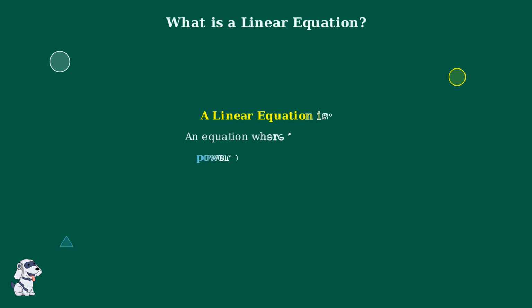Now let's get started with linear equations. A linear equation is a fundamental concept in algebra. Let's explore what makes an equation linear and how to identify one. A linear equation is defined as an equation where the highest power of any variable is 1. This means variables appear only to the first power, never squared, cubed, or under square roots. The key characteristic is that all variables must have a power of exactly 1. No variable can be squared, cubed, or have any other exponent.